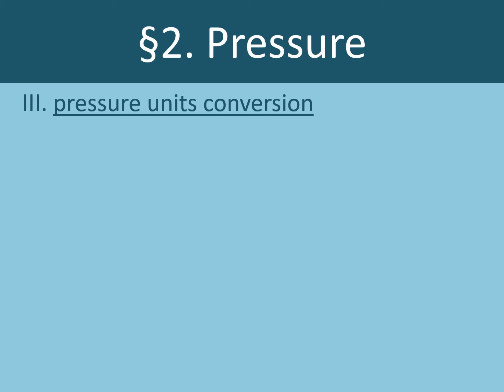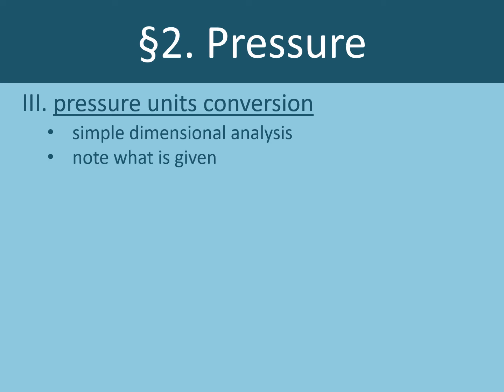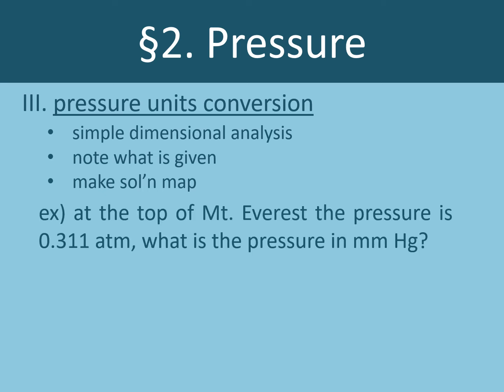Converting between units of pressure is a simple matter of dimensional analysis. As you learned last semester, first you want to make note of the given values. Then you want to make a solution map that includes using the proper conversion factors. Then you solve the problem. Let's try an example together. At the top of Mount Everest, the pressure is 0.311 atm. What is the pressure in millimeters of mercury?